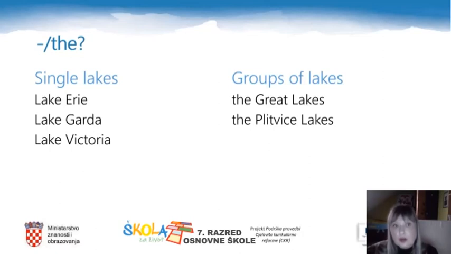Also, when we talk about single lakes, pojedinačna jezera, we don't use the article, and we say Lake Erie, Lake Garda, or Lake Victoria. But with groups of lakes, kada govorimo o skupinama jezera, we use the article, and we say the Great Lakes or the Plitvice Lakes.